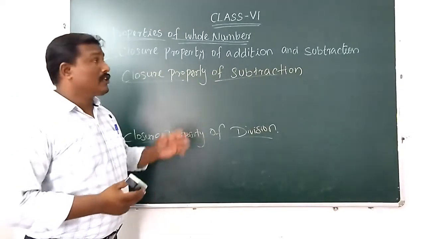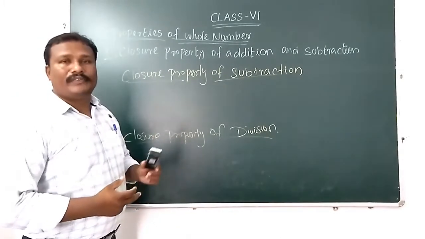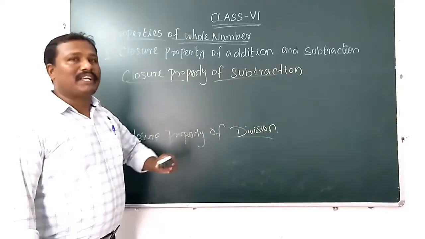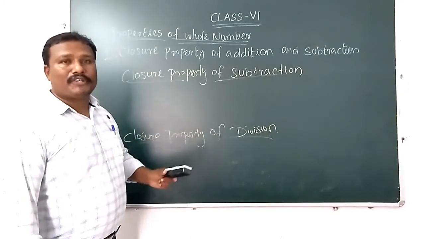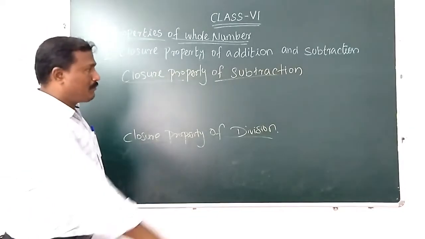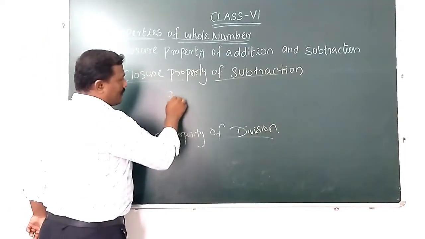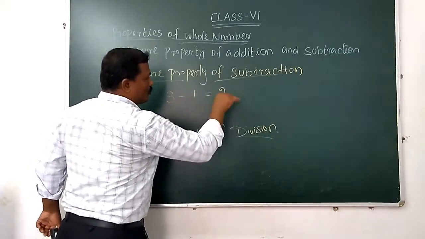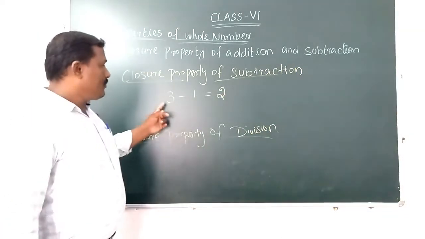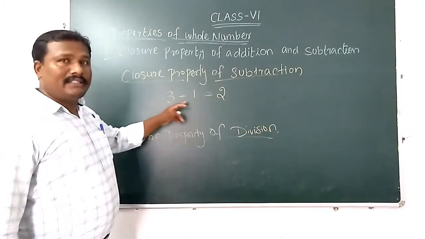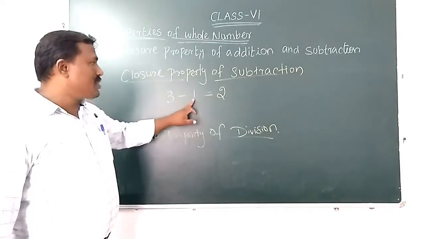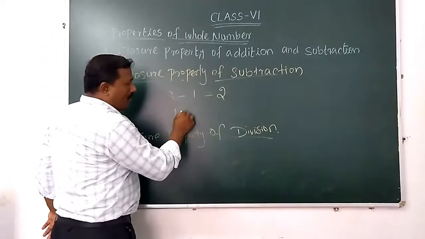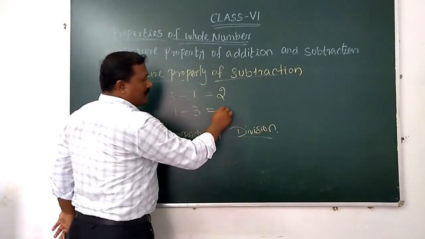Let me discuss the closure property of subtraction. I told you the closure property is supported for addition and multiplication, but in subtraction and division, we will discuss how it is supported. Suppose you take the example 3 minus 1, we will get 2 as the difference. Here 3 is the minuend and 1 is the subtrahend. If you subtract 3 minus 1, you will get 2. Suppose you change the place, 1 minus 3 is minus 2, no?